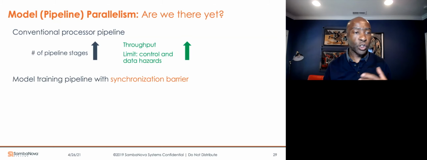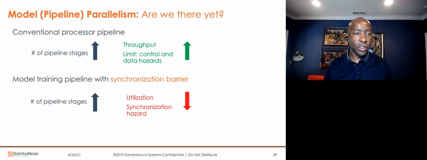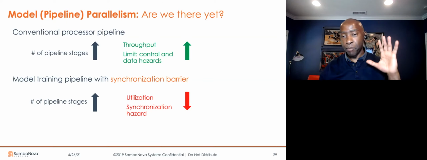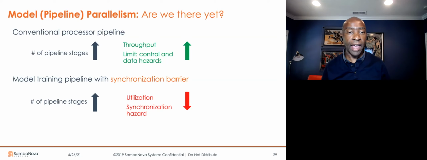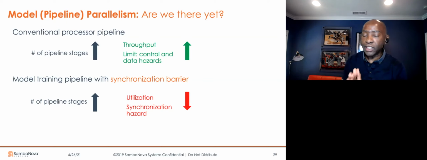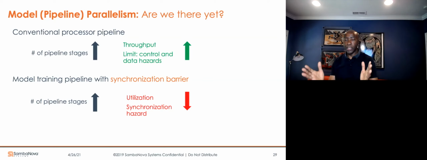How about in this training pipeline? So what happens is, we can keep increasing the number of pipeline stages, but because of our synchronization hazard, we're just going to get lower and lower utilization. So we don't get any improvement because we have this fundamental hazard, which is limiting performance. And so the question is, what can we do about this?